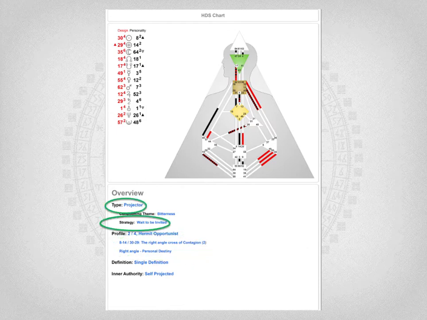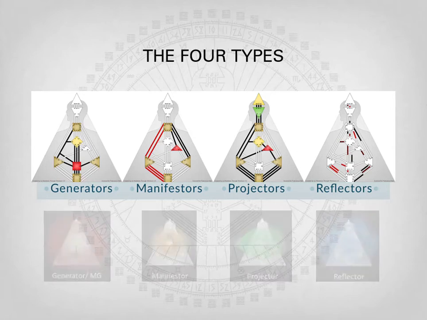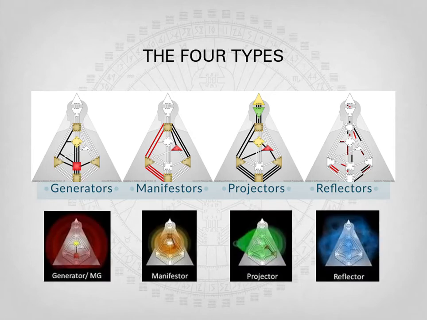We begin with type and strategy. Some schools of human design say that there are 5 types. They differentiate between generators and manifesting generators, but they are the same type. They share an aura, which is how we tell them apart. We will look at aura as we go through each type.